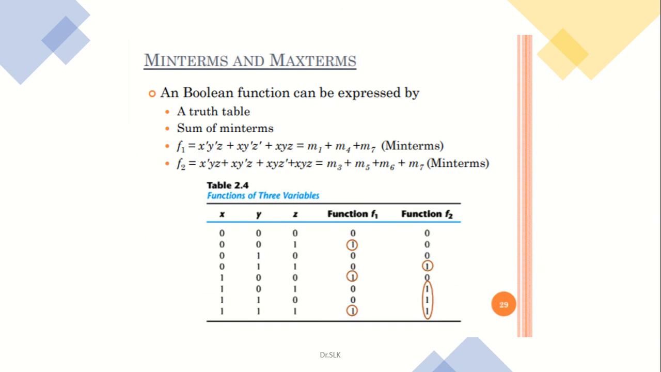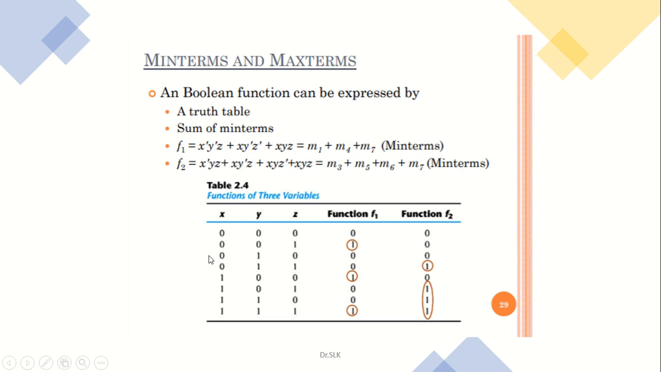And min terms and max terms, now let me take a small example. See here, the function f1. Function f1 is x dash y dash into z, x dash y dash z means 0 0 1, and 1 0 0, and 1 1 1. That is your m1, m4 and m7. On those cases alone you put 1.